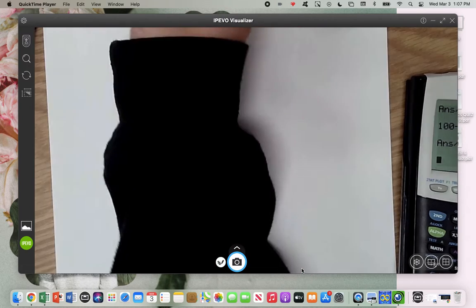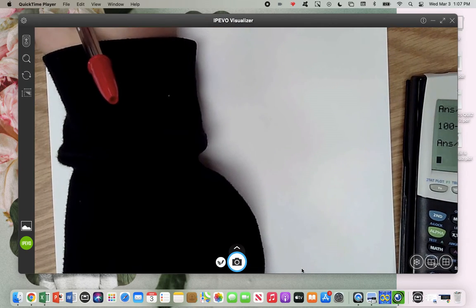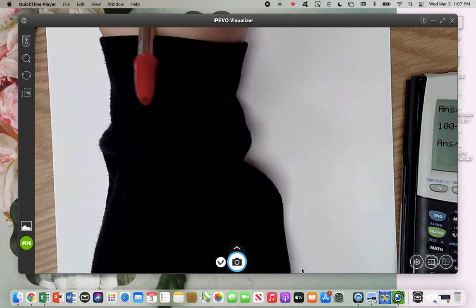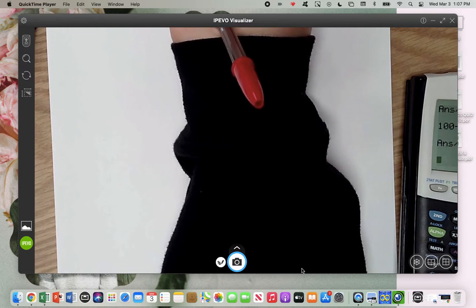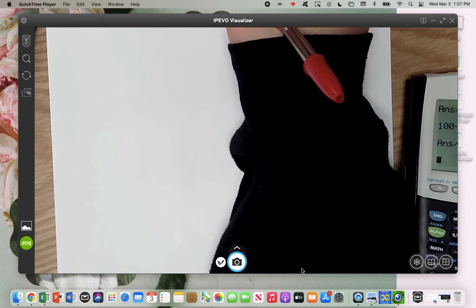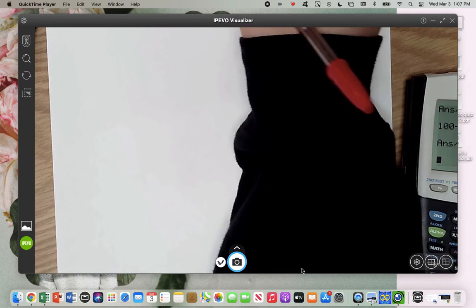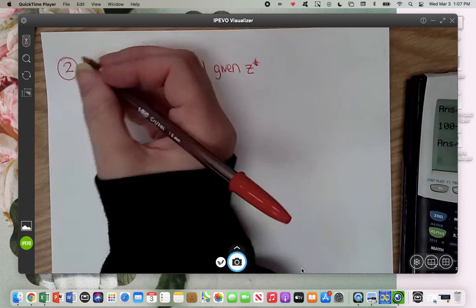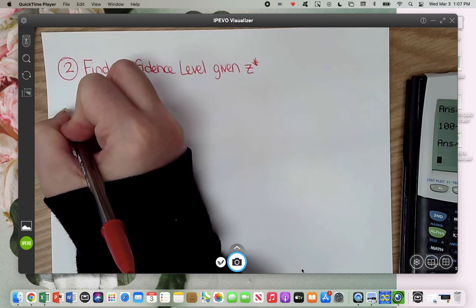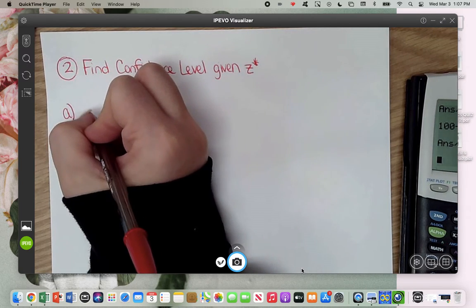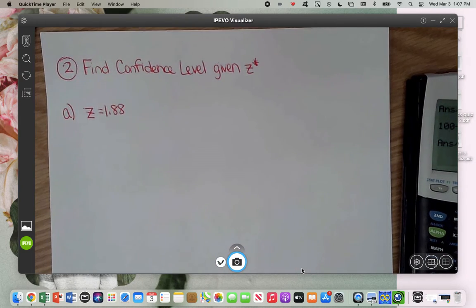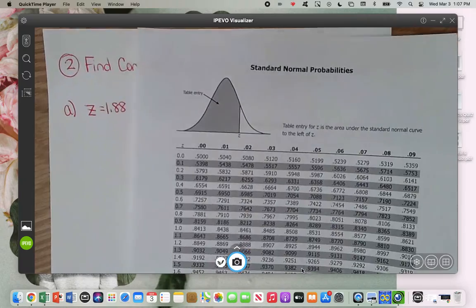The very first z-score I want to give you. So we are going to find the confidence level given a z critical value. All right, so this time you will use the chart. That's one thing that's nice about it, but you have to do some work at the end. So this time I'm going to look at z equals 1.88. So what we're going to do is go to 1.88 on the chart.